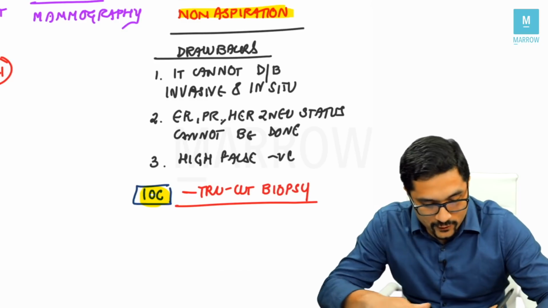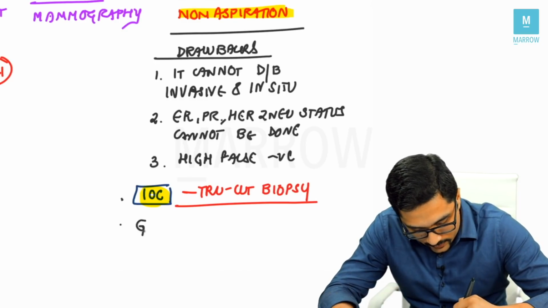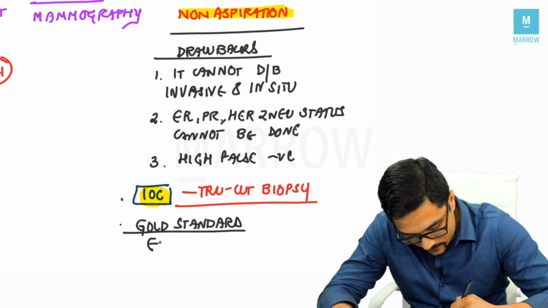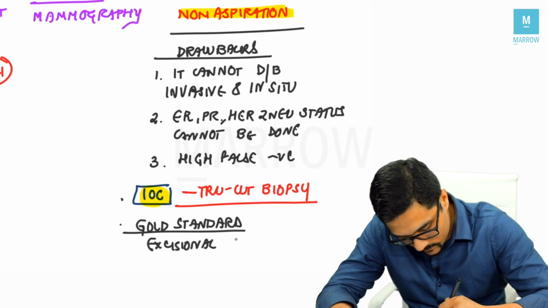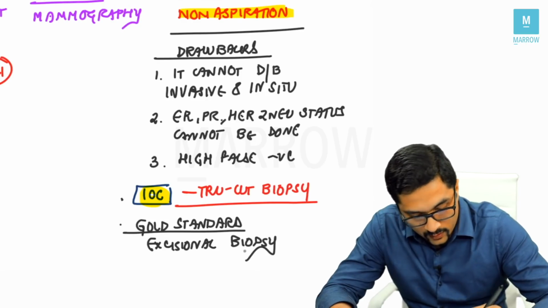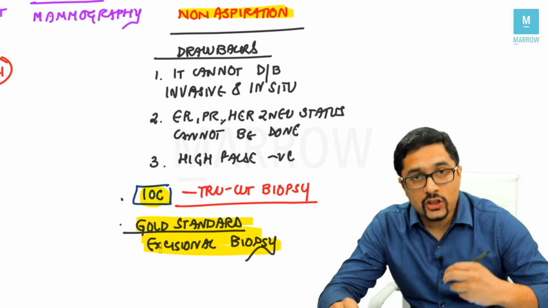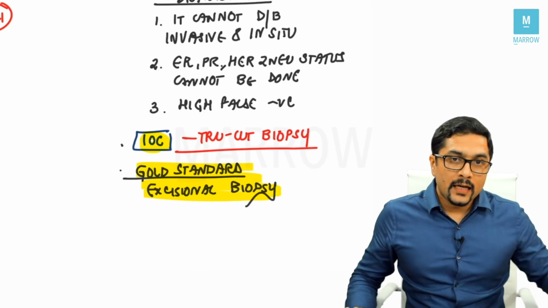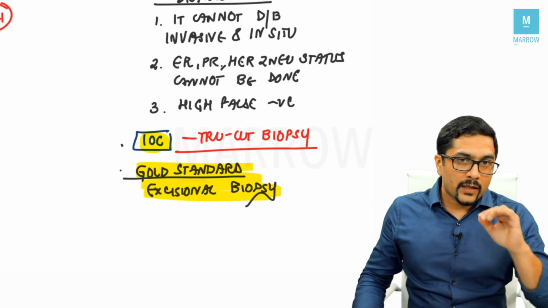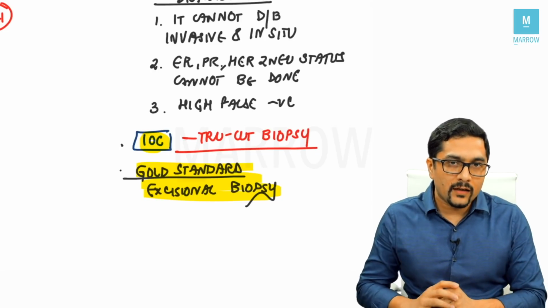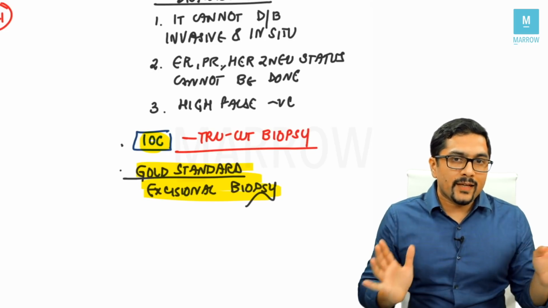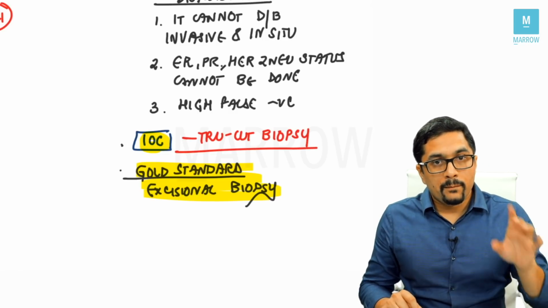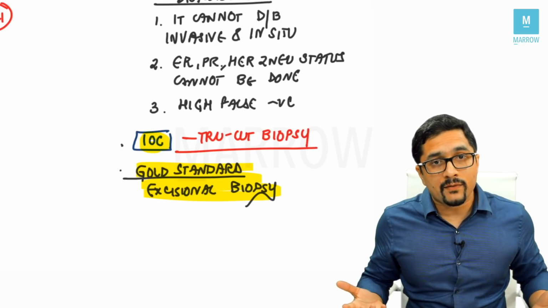So the investigation of choice is true cut biopsy, but the gold standard investigation is an excisional biopsy. Now, what is the difference between a gold standard and investigation of choice? I've covered this at other places as well, but I'll give you an example and it will be very clear to you. Look, a gold standard investigation is one which is going to give you the diagnosis 100% of the time. But it might not be the most feasible investigation to do.